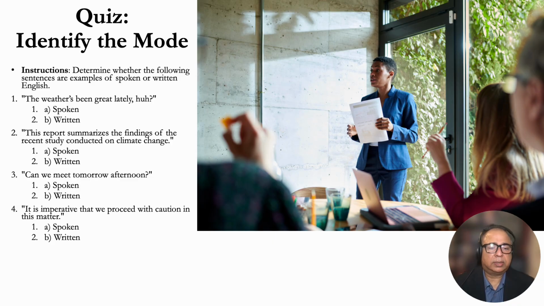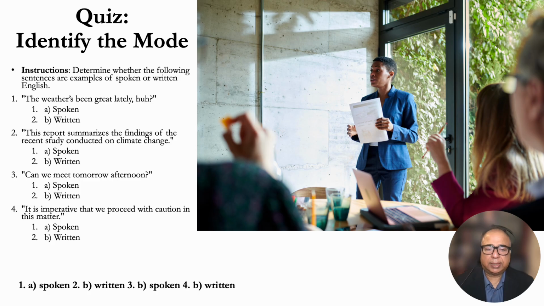Read the sentences. For each sentence, I have given you two choices, the two options, A and B, and I'm asking you to pick one that you think is correct. The weather's been great lately, huh? Is that spoken or written? And the same goes for number 2, 3, and 4. Just pick one of two choices. All right? Okay.